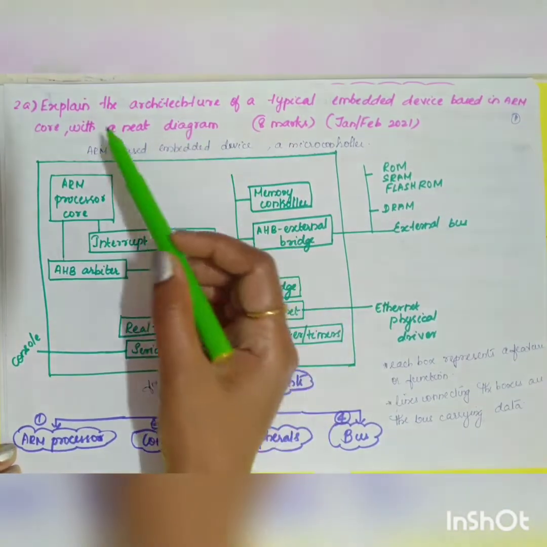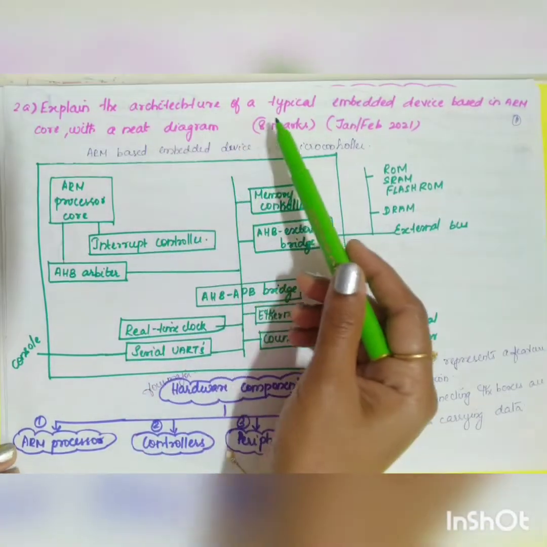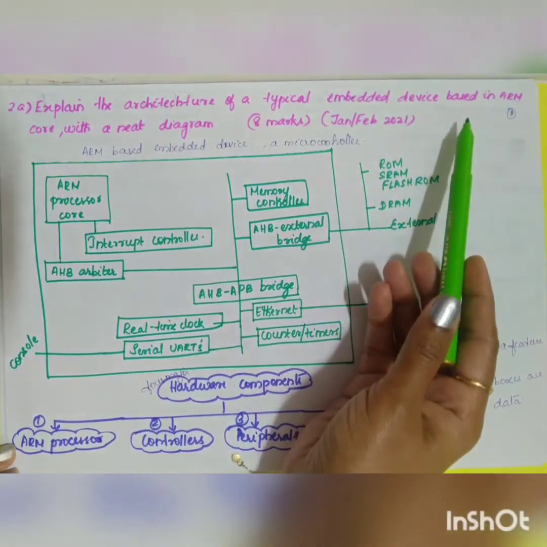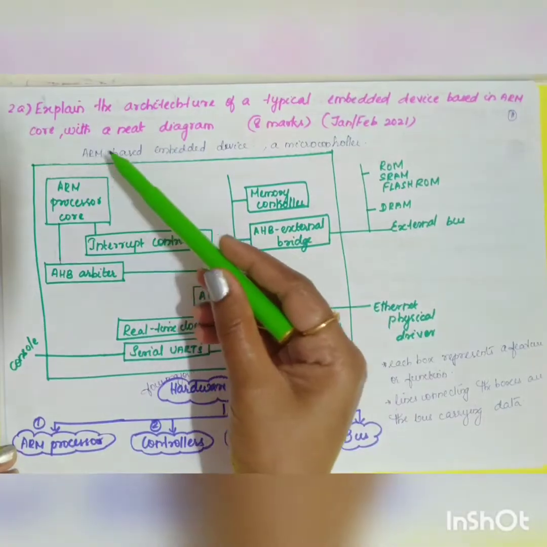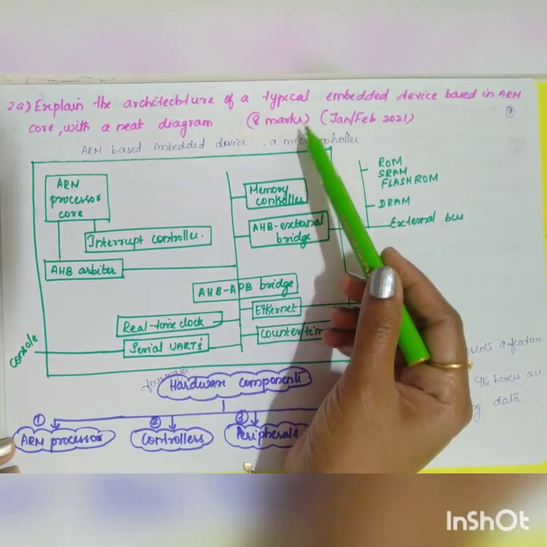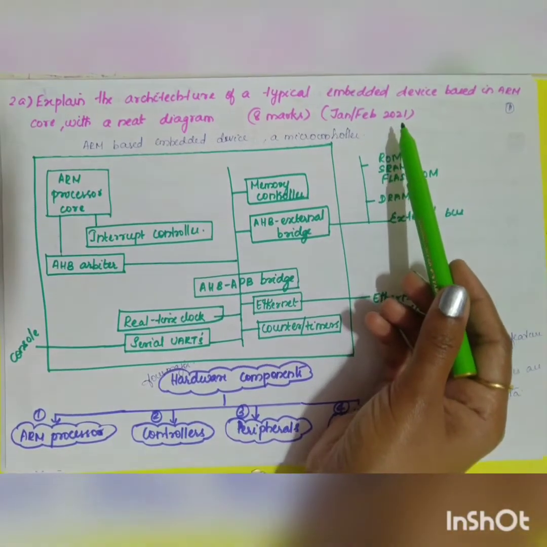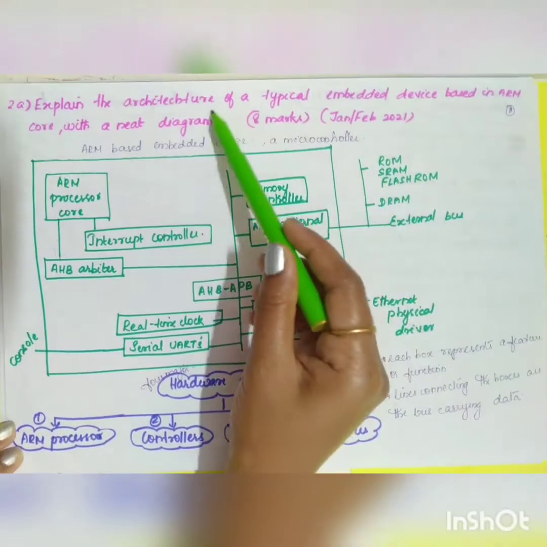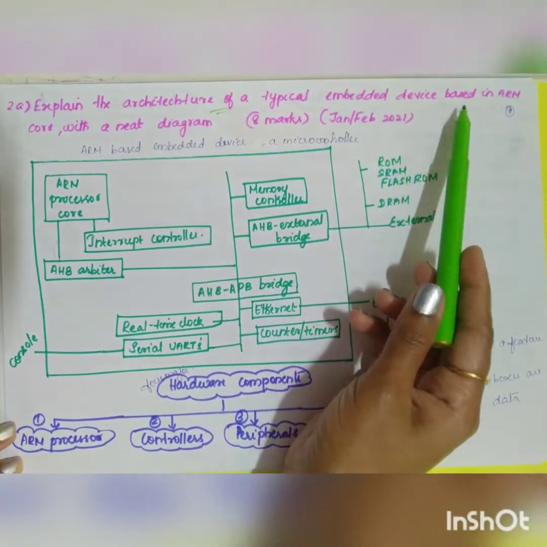So the next question, second question A part: explain the architecture of a typical embedded device based on an ARM core with a neat diagram. It is asked for 8 marks from January/February 2021. So, the architecture of an embedded device based on ARM.